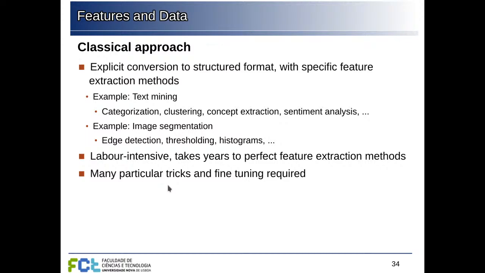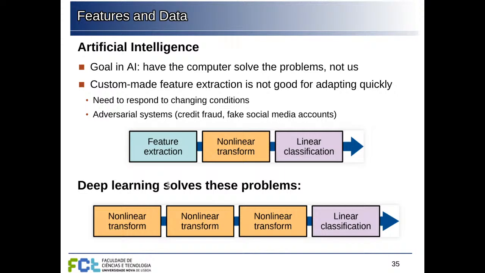But the idea of artificial intelligence would be to have the machine solving the problems and not us. So this kind of approach where the human laboriously extracts features, selects a nonlinear transformation and so on in order to use some model is not really very good, not only in a more philosophical aspect of what artificial intelligence should be, which should be the computer solving the problems, but it's also not very good when we are dealing with problems that change rapidly.